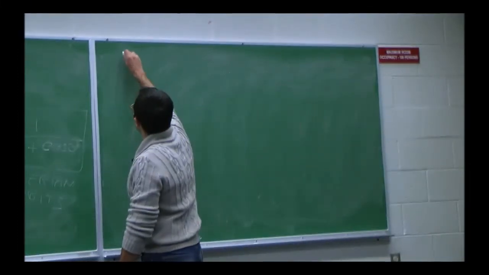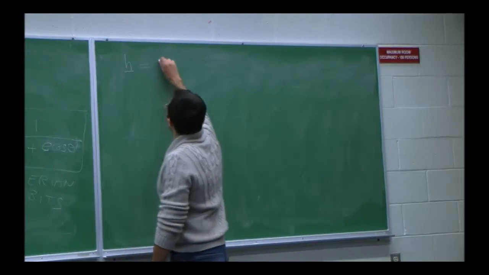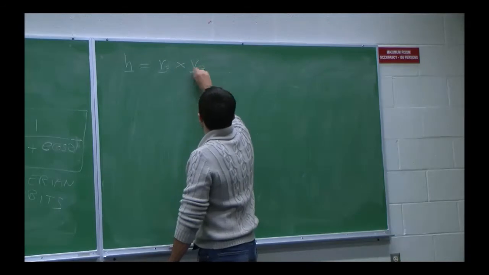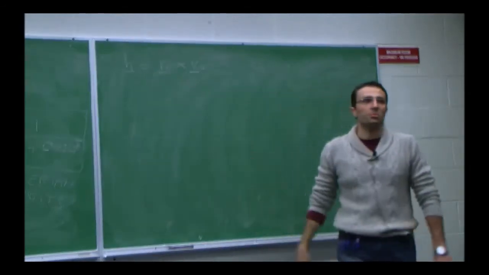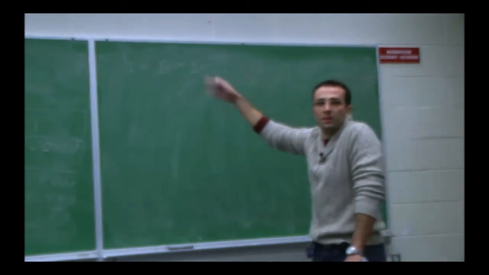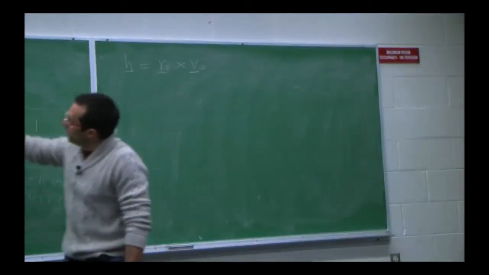You can compute your h as, for example, position at time 0 cross with the velocity at time 0, because we know this is constant. So you can compute it at any position and corresponding velocity. It's not going to change. So you do it at initial time, and that's your h. So that will give you the plane.